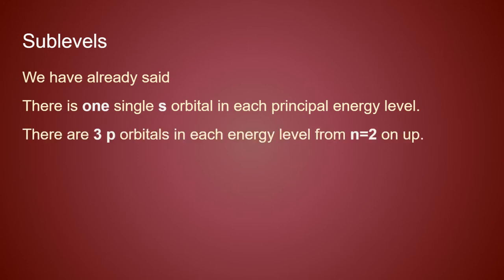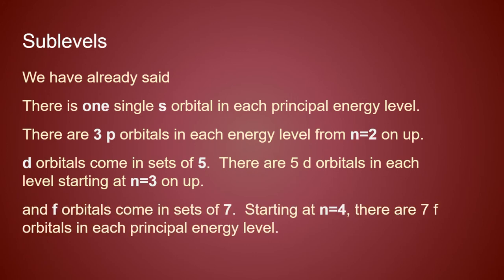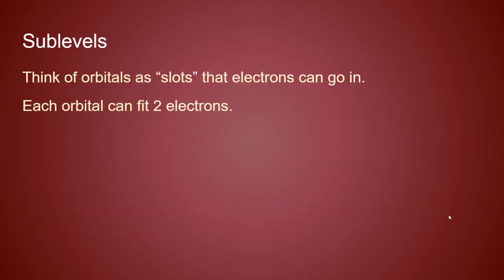There are 3 p orbitals in each energy level from n equals 2 on up. What about d and f? D orbitals come in sets of 5. There are 5 d orbitals in each level starting at n equals 3 on up. And f orbitals come in sets of 7. Starting at n equals 4, there are 7 f orbitals in each principal energy level.